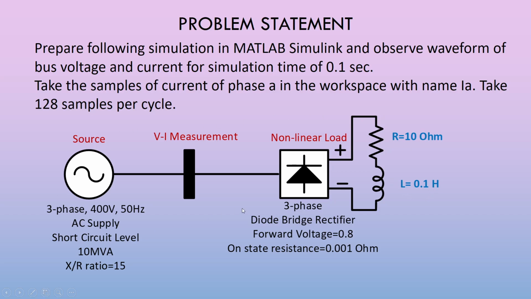We have to simulate this circuit in MATLAB Simulink such that from this VI measurement block we will get the current IA with 128 samples per cycle, and it must be stored in the workspace. This is our problem statement. So let's begin how to simulate this diagram.